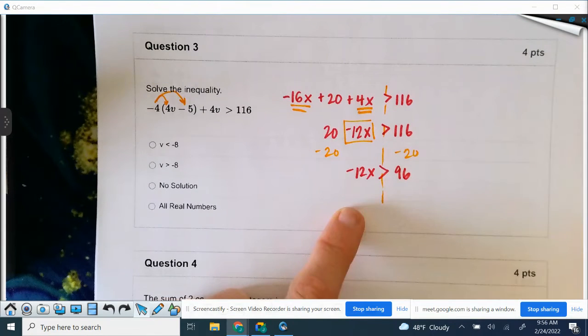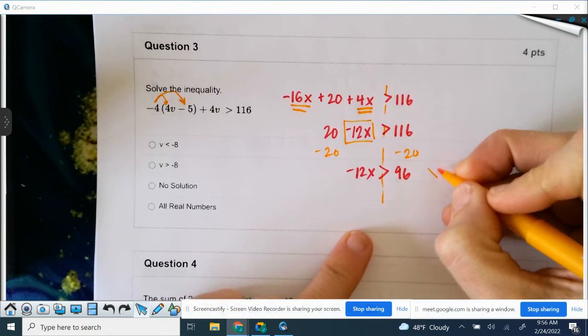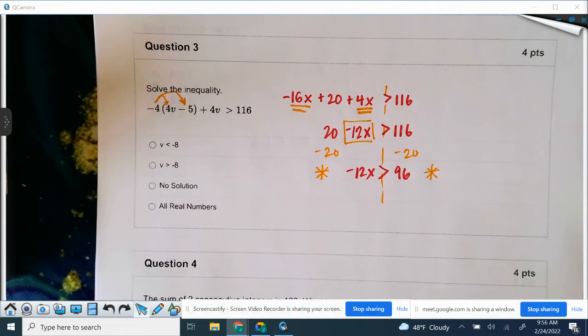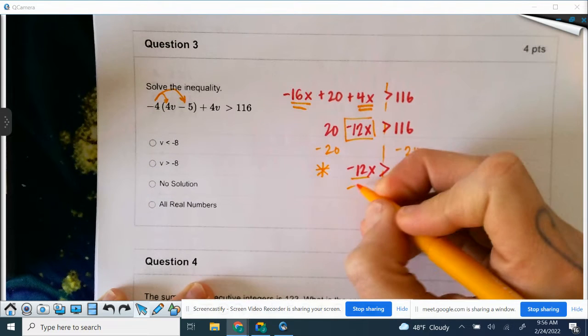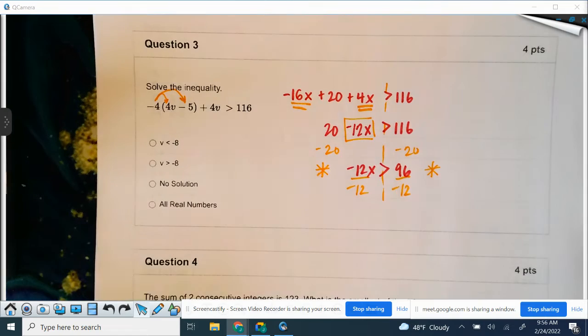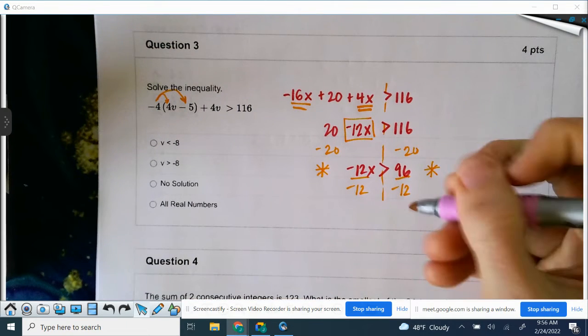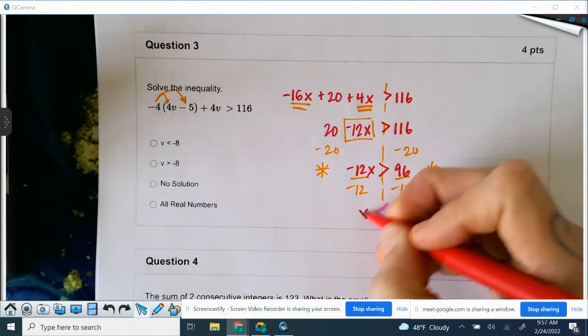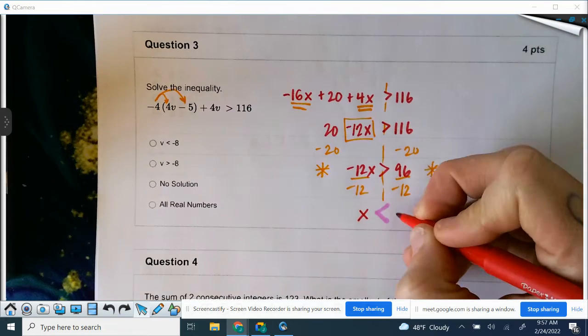We divide by negative 12, negative 12, negative 12. Like this is when bells should be going off because that's that golden rule of inequalities. So that we divide by negative 12, we have to flip this side. So instead of going that way, it's now going to go this way. And it's going to be x is less than negative 8.